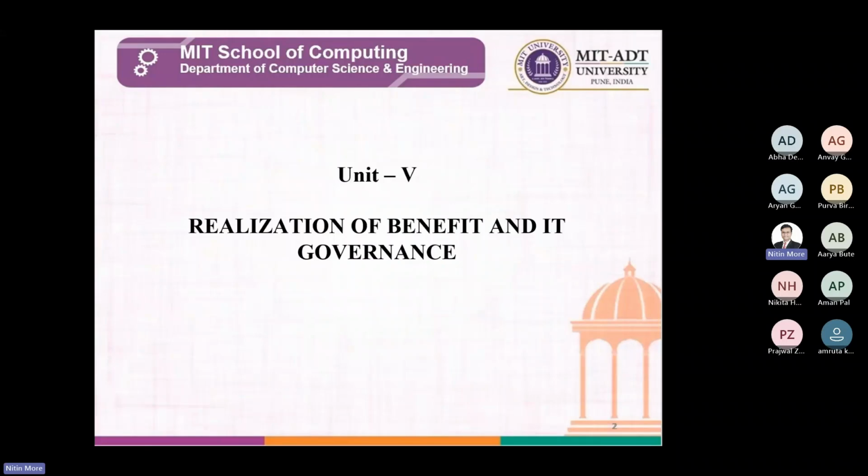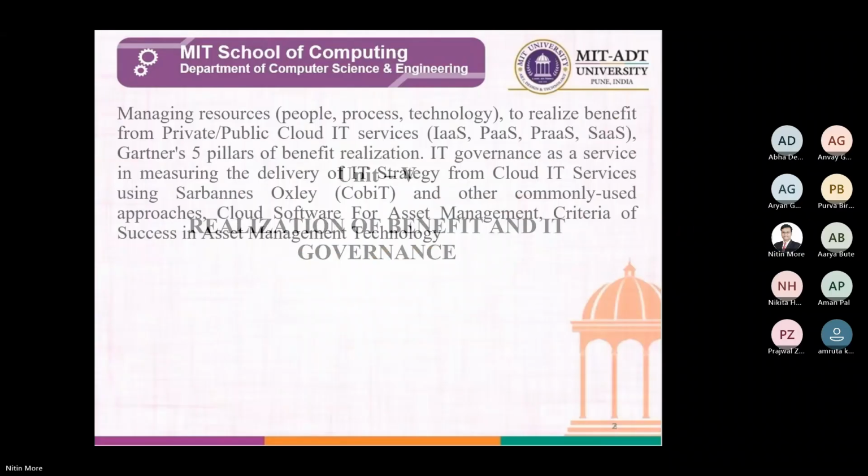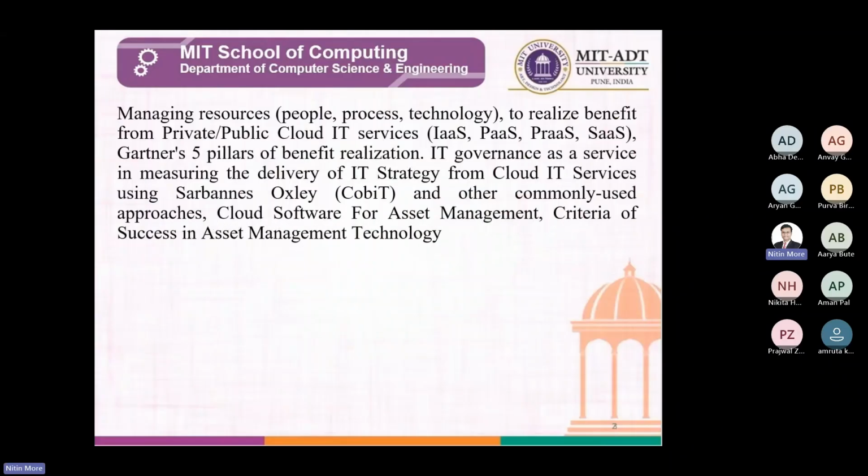That is realization of benefit and IT governance. So in that we are going to cover these topics. This is the syllabus for Unit 5. Managing resources. So resources, like all kinds of resources, mostly we are going to discuss these three types of resources. First one is people, second one process, and third one technology.